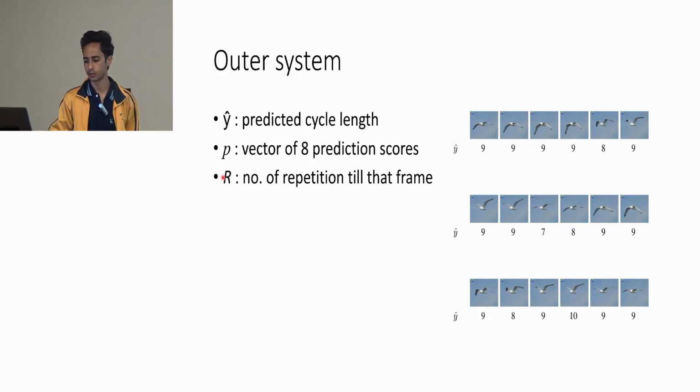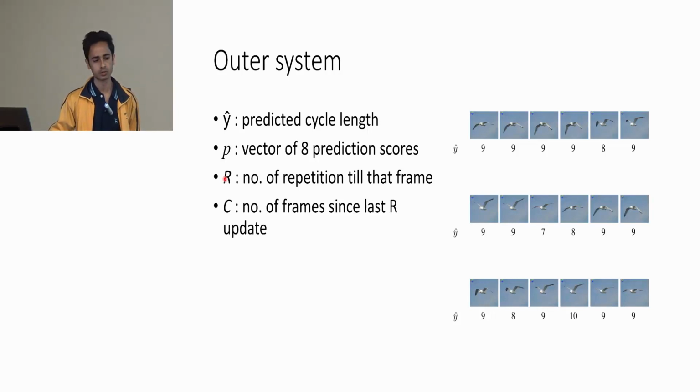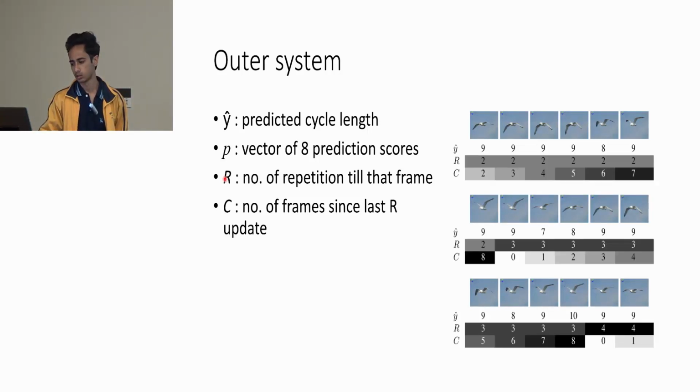Then it has R, which is the number of repetitions counted till that frame, and C, which is the number of frames since last time R was updated. So we see that C is updated every valid block and R is updated whenever they detect a valid repetition.